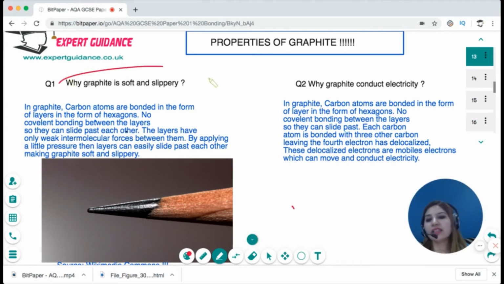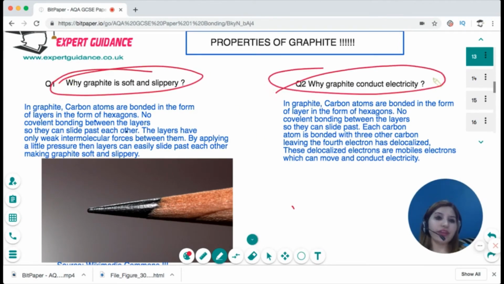Now they can ask you this question: why is graphite soft and slippery, or why does graphite conduct electricity. So in graphite, carbon atoms are bonded in the form of layers, in the form of hexagons. No covalent bonds are between the layers, so they slide past each other. The layers have only weak intermolecular forces between them. So by applying a little pressure, the layers can slide past each other, making graphite soft and slippery.